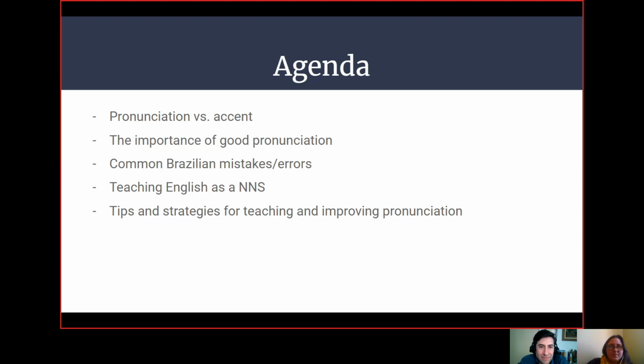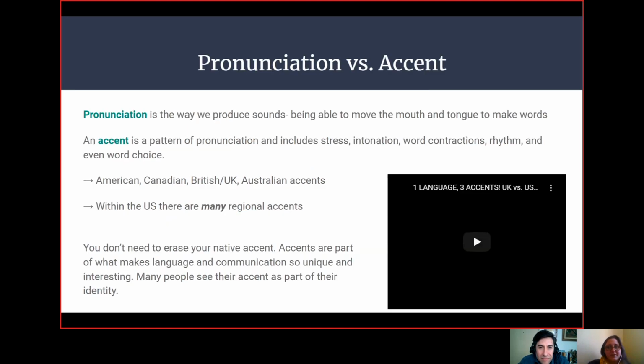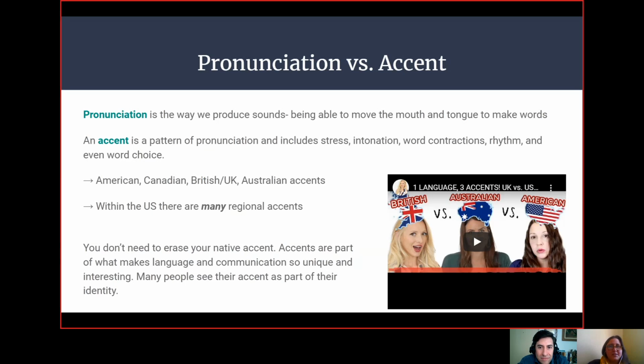So, the first thing is the difference between pronunciation and accent. They are very closely related. So, pronunciation is the way we produce sounds and how we use our mouth and tongue to actually make words. And an accent is a pattern of pronunciation. It includes things like word stress, your intonation, words that you contract, the rhythm of your speech, and it can even include the word choice you have.